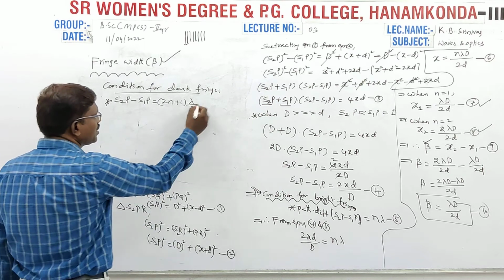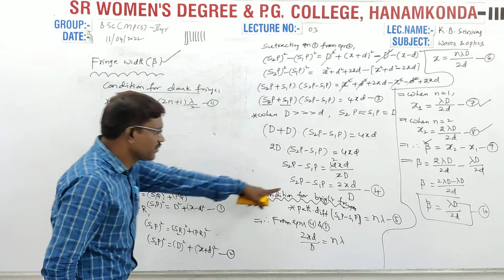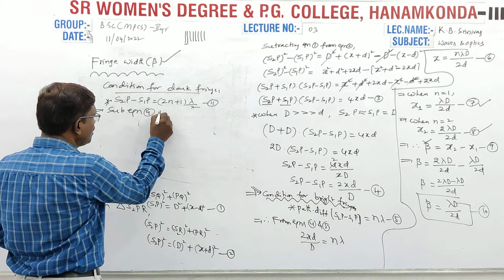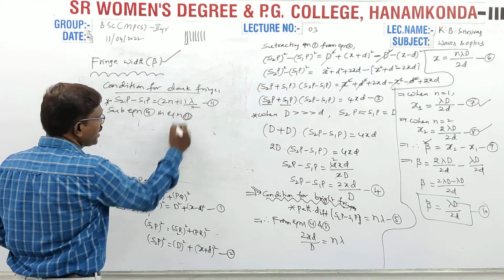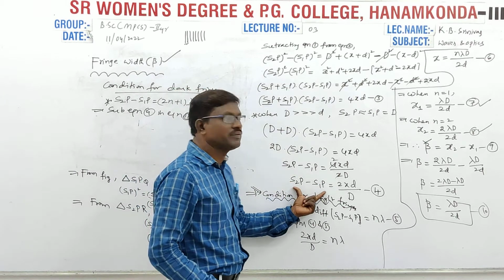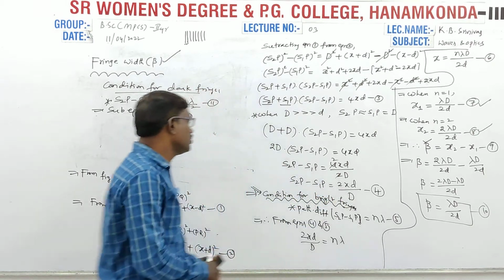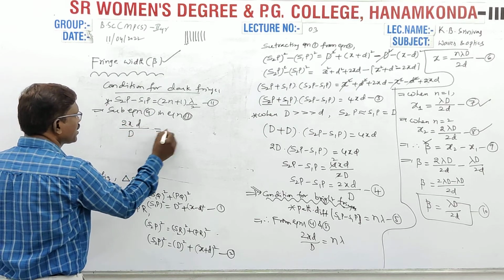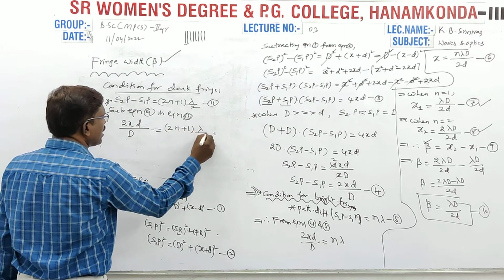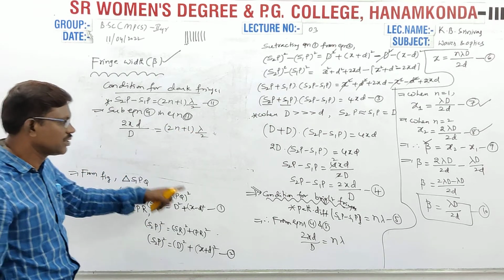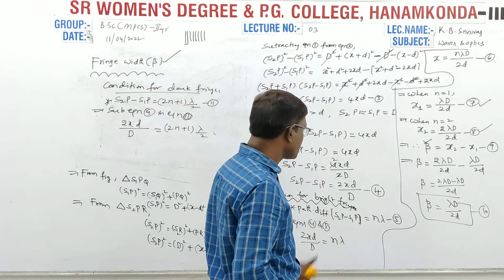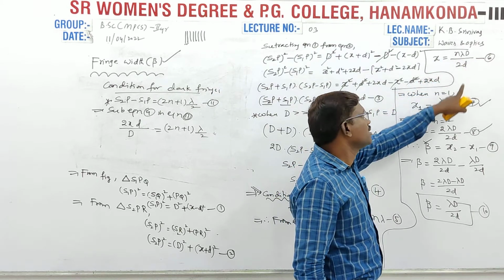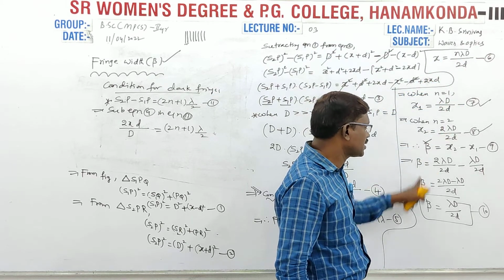Let this be equation number 11. Just substitute equation 4 in equation 11. So what is equation 4? Instead of s2 minus s1, you can write 2x small d whole divided by capital D equals 2n plus 1 into lambda by 2. Every time I am calculating the x value. By using this case also I have calculated the x value. After giving n values 1 and 2, I can calculate the beta value.